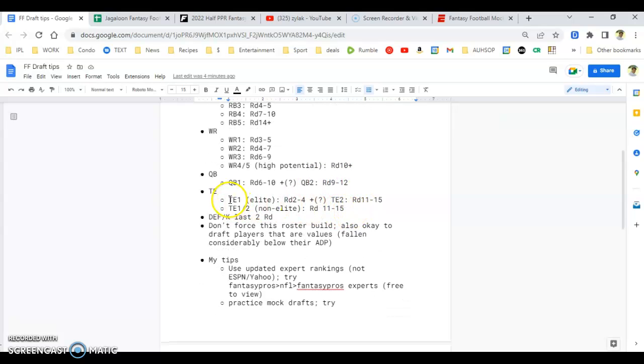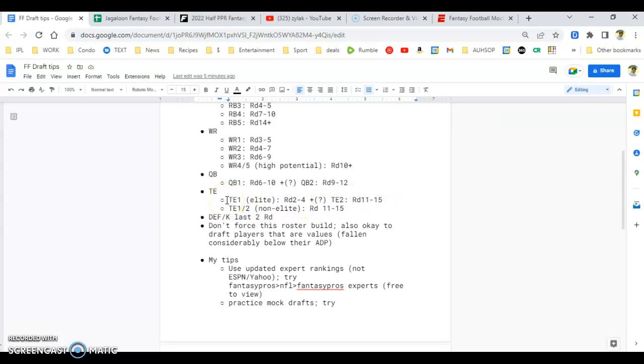Similarly with tight ends, it's best to draft an elite tight end. You'll find those in rounds 2 to 4. These would be like Travis Kelce or Mark Andrews, Kyle Pitts, or George Kittle. Those are the 4 elite tight ends, and also Darren Waller. And consider drafting an additional tight end, your second one, in rounds 11 through 15.